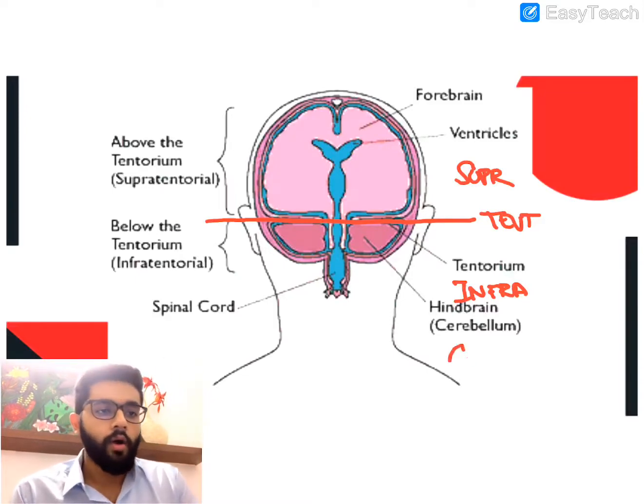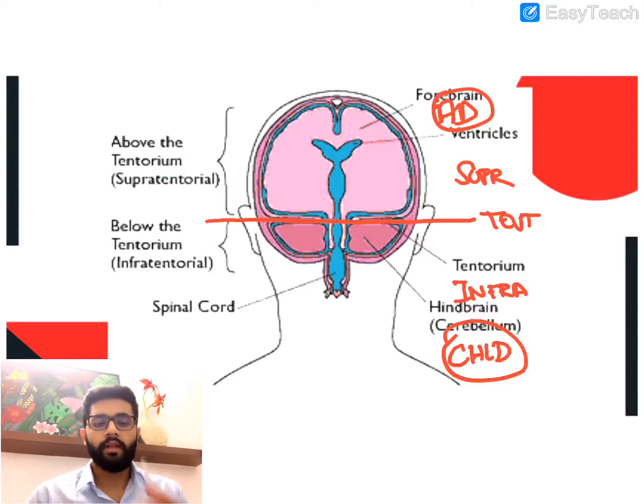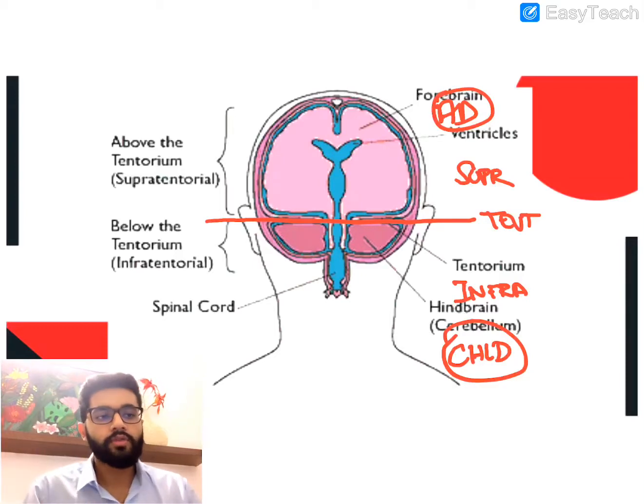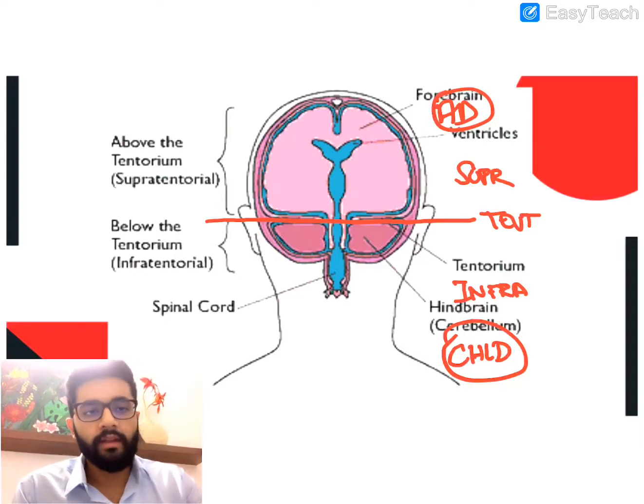Okay, so why is this important? Remember, all the tumors of children are found infratentorially, whereas tumors in adults are found supratentorially. That's all you need to know. So tumors in adults are usually found supratentorially, whereas tumors in children are usually found in the infratentorial space and the posterior fossa.